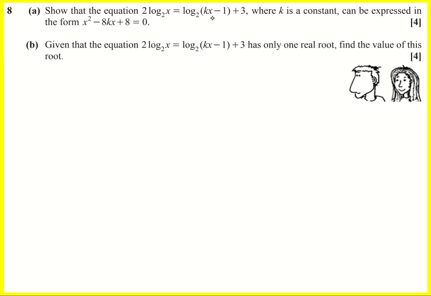We're being asked in part A to rewrite a logarithm equation into a quadratic equation. How are we going to do this? Well, we're going to need to somehow combine the logs, and that is going to mean using our rules of logs. We've got that log AB is equal to log A plus log B. This is with any base.